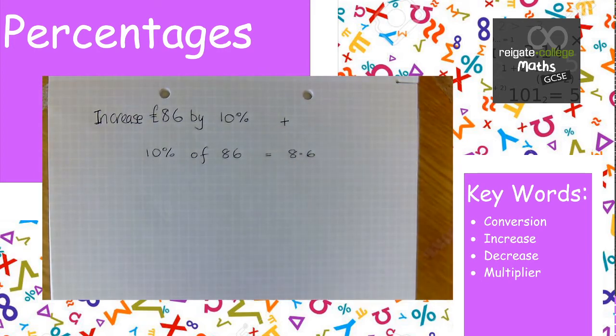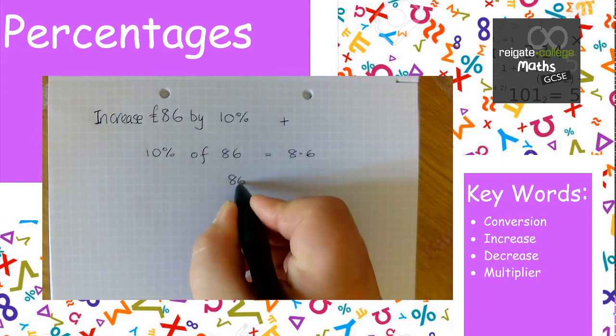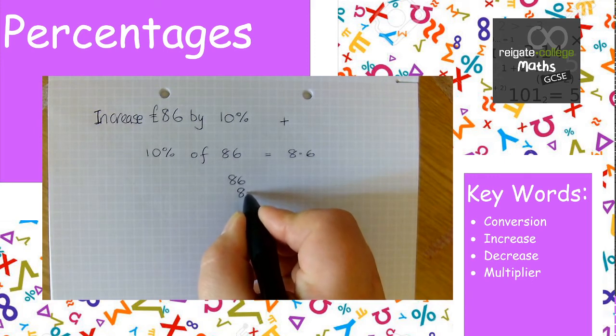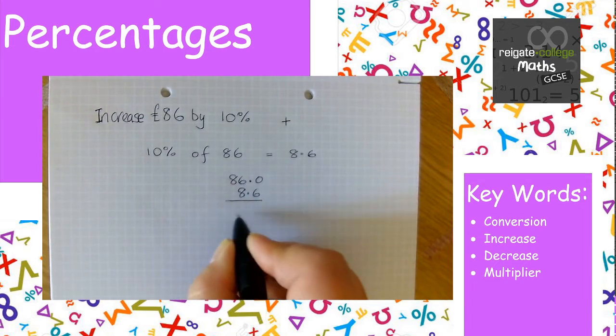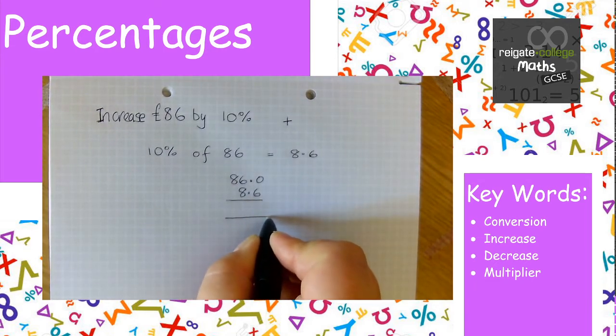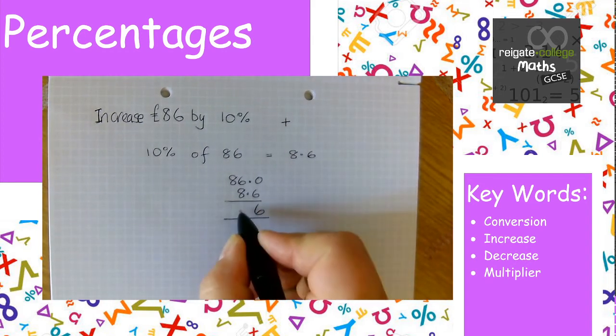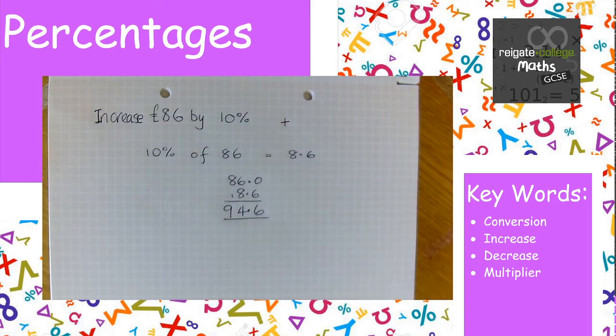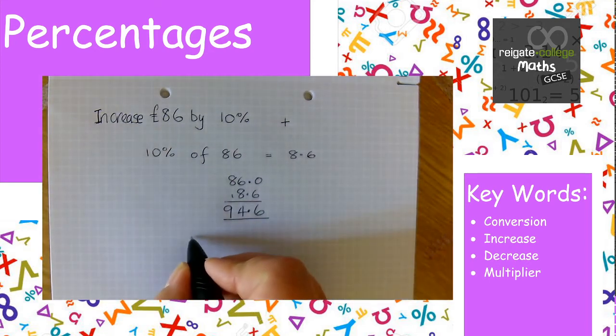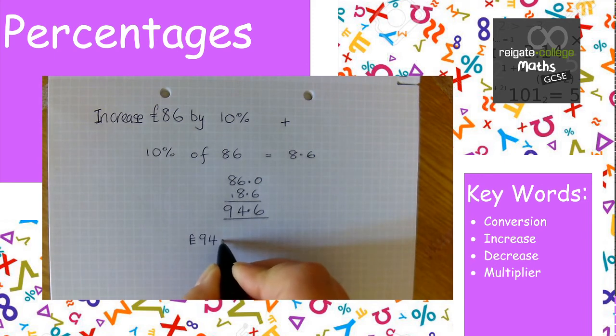Increasing it means we're going to add. So we have 86 and we're going to add 8.6, being very careful to ensure that our numbers are lined up in the correct columns. Putting our decimal point in our answer, 86 plus 8.6 is 94.6. Remembering that we're using money here, so our answer we put in a money format, £94 and 60 pence.